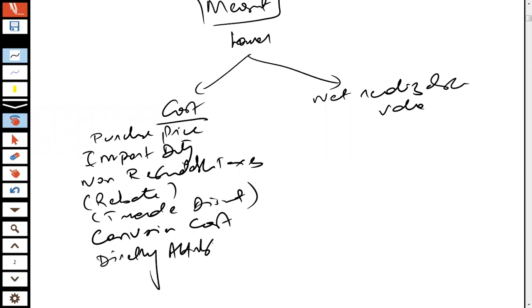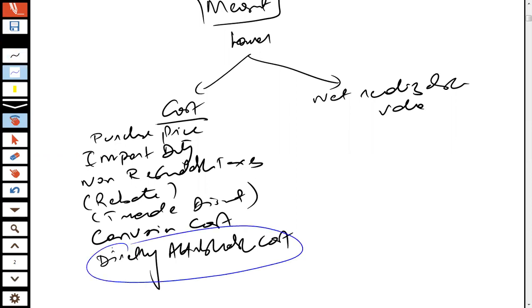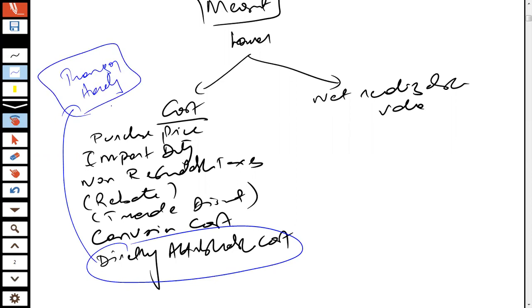What exactly are those directly attributable costs? They would mean the transport cost, the handling cost, etc. They are all considered as directly attributable costs. So the inventory has to be measured at the lower of cost or NRV.